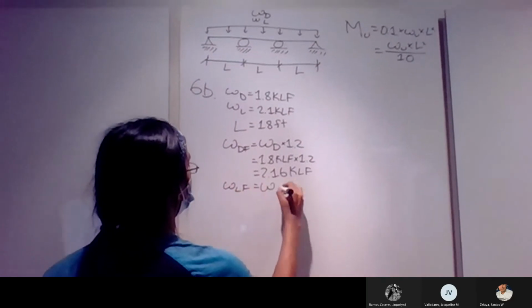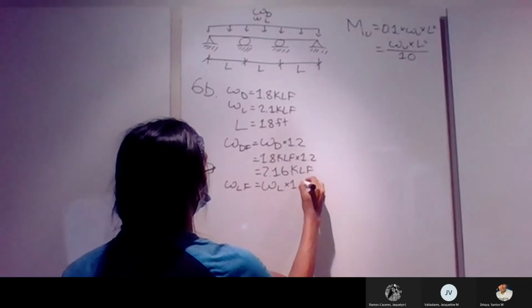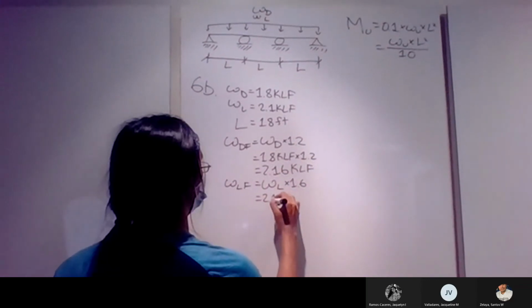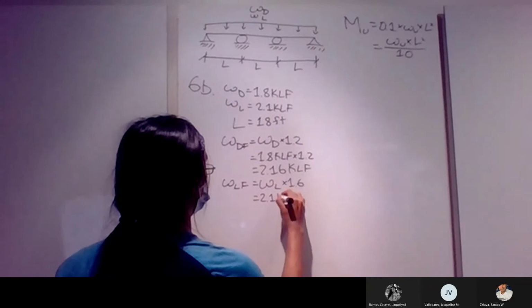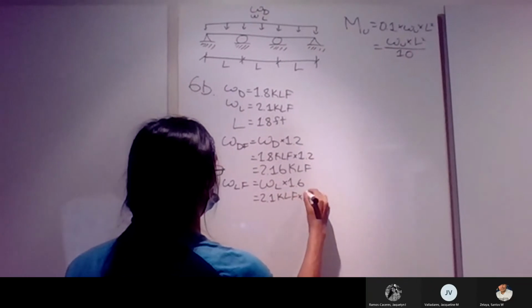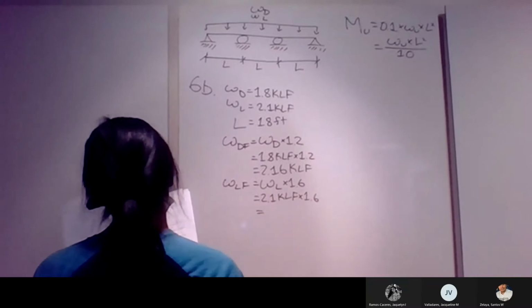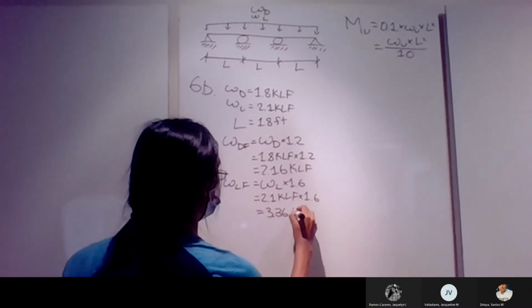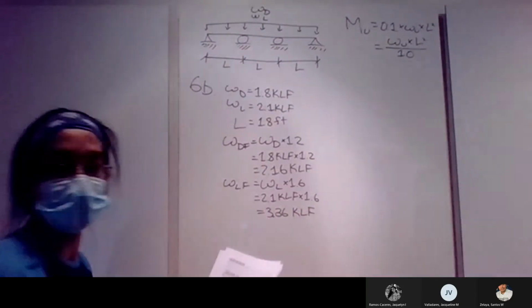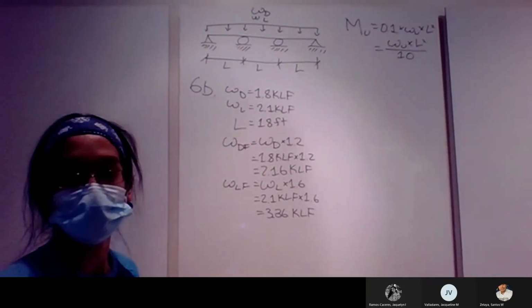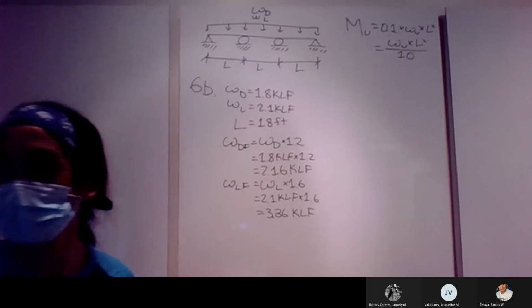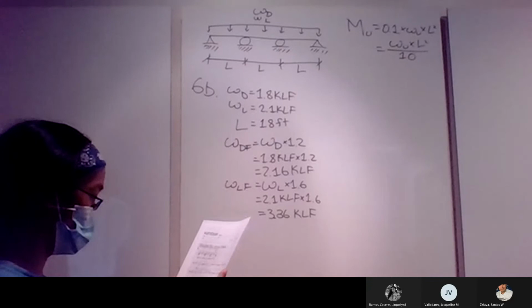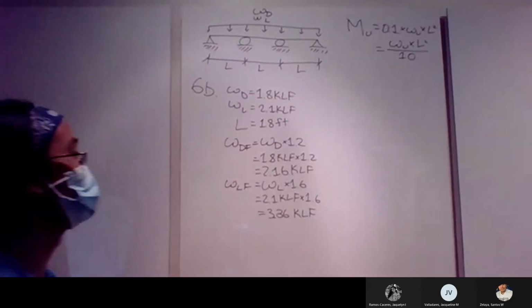Factored live load is just the live load times 1.6. So that would be 2.1 KLF times 1.6. That would end up with 3.36 KLF. Did I lose anyone? Cool. All right. So now we have both of the factored loads.